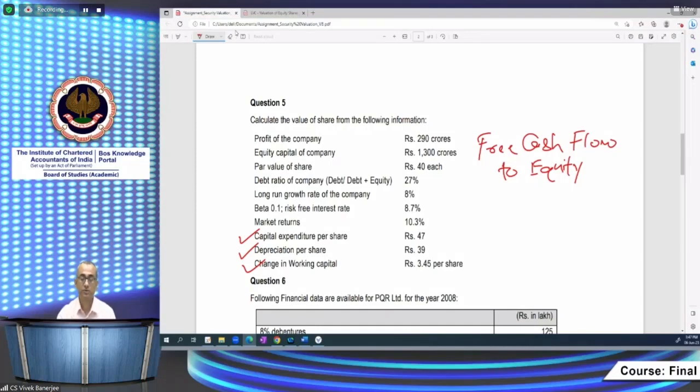But the figures of the profit, and another aspect in this question, you can observe that capital expenditure is given per share, depreciation is also given per share, and change in working capital is also given per share. So to begin with, you have to first of all calculate the profit per share. But profit per share is not given. The profit of the company is given. So we have to convert this profit of the company into profit per share, that is earning per share, and then we can proceed with this particular question. So now that you understood how to proceed, let us try to solve this question.